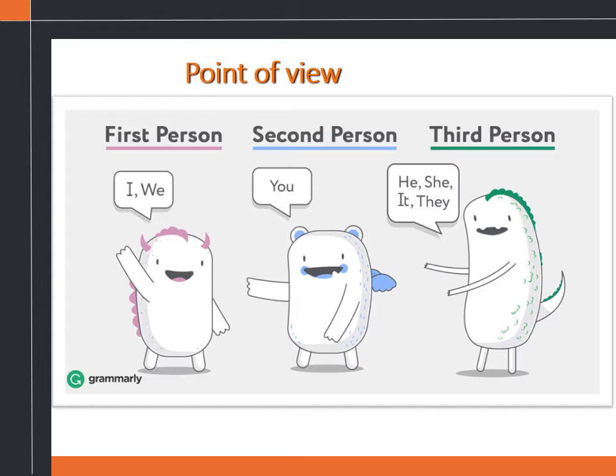The third person point of view belongs to the person or people being talked about. So third person pronouns include he, him, his, himself, she, her, hers, herself, it, its, they, them, their, theirs, themselves, etc. And this is the kind of point of view that takes a bird's eye view of what's being discussed and tends to sound the most objective.